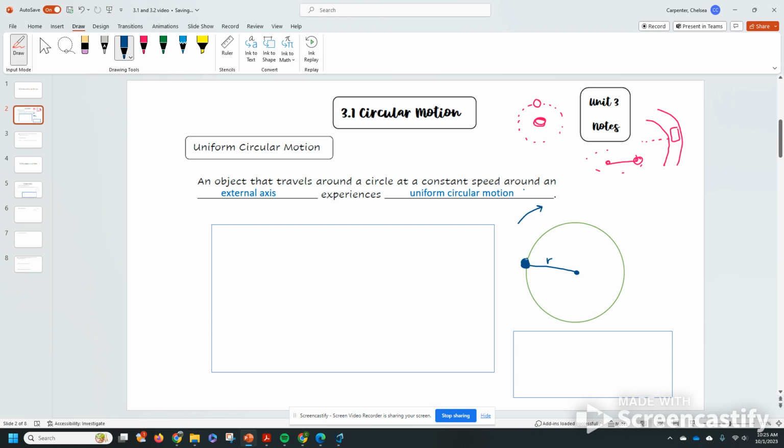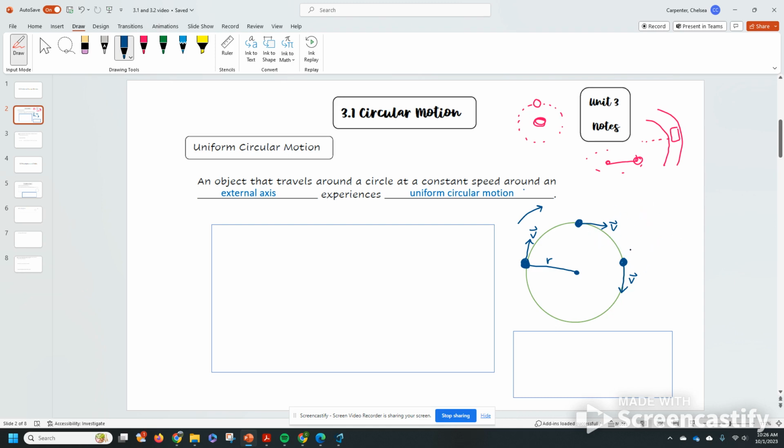At this point right here, at this instant, the velocity would be tangent to the circle or perpendicular to the radius at this point. So my velocity would be in this direction. If I was up here, my velocity would be this direction, and so on. So at different points around the circle, even if I'm going the same speed, the direction is changing. And so remember, velocity is a vector.